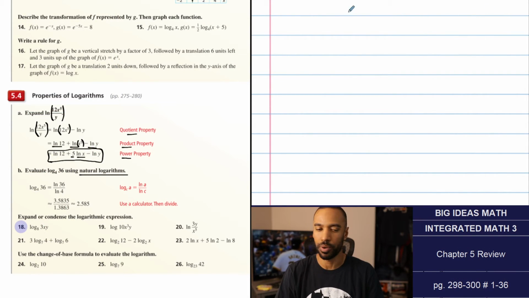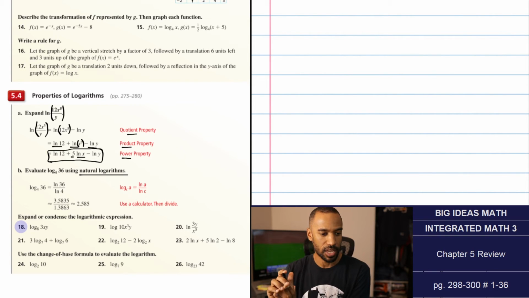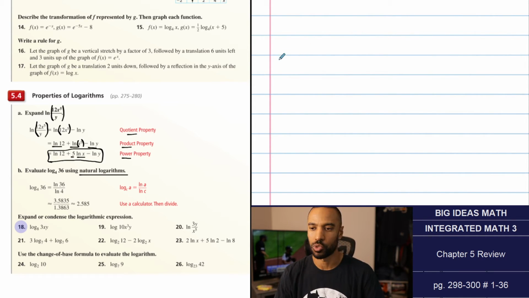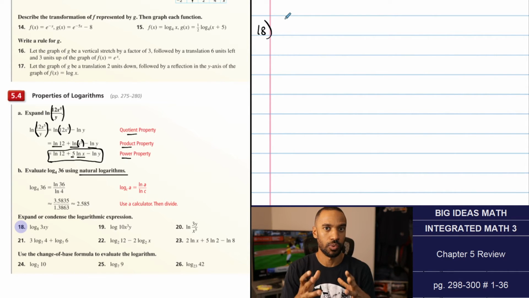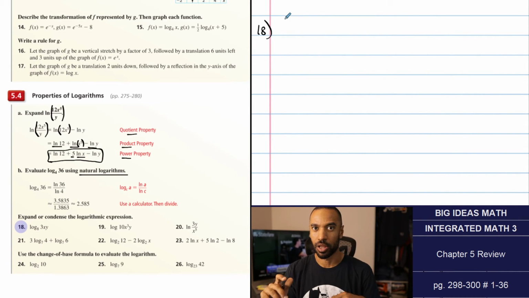We have 18 through 23 where we do expanding or condensing. Now, we didn't do a condensed problem in the examples. We actually start with 3 on expansion. We'll do condensing afterward. Expanding means take these into their own separate logs and take everything out of the logs that you can. Condensing means pack everything into a single log. Put everything into the log that you can.